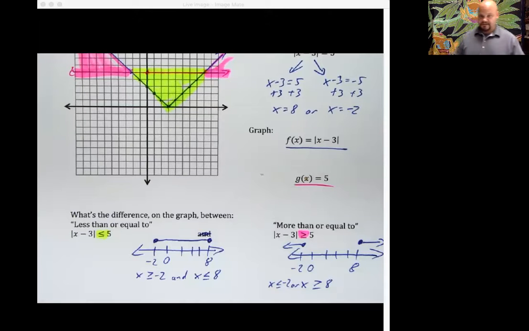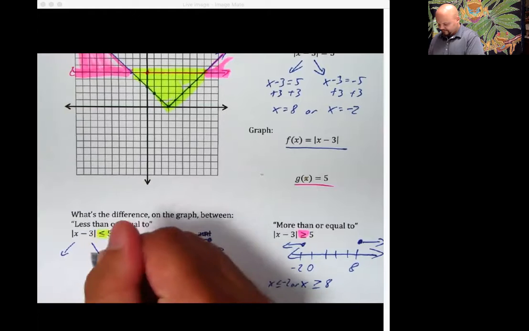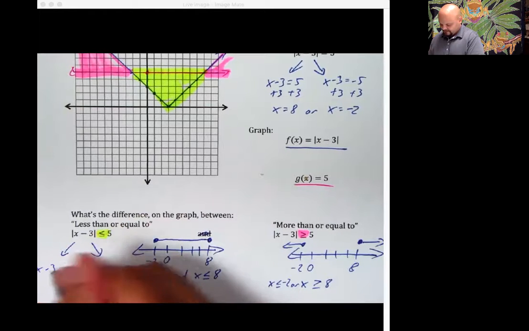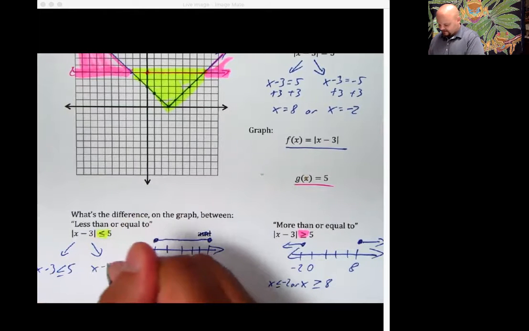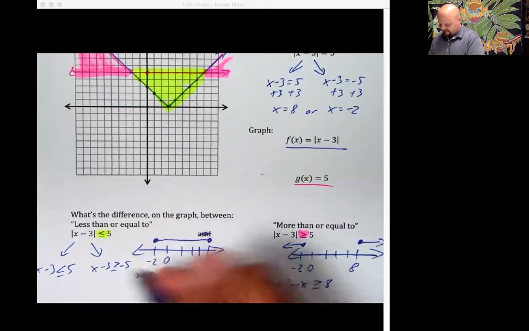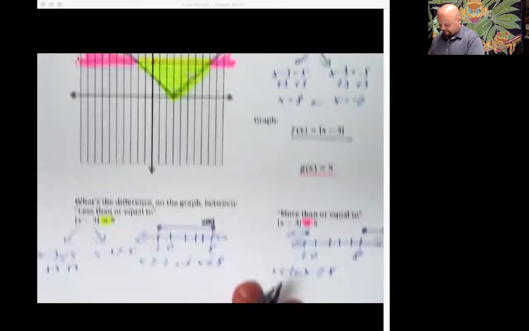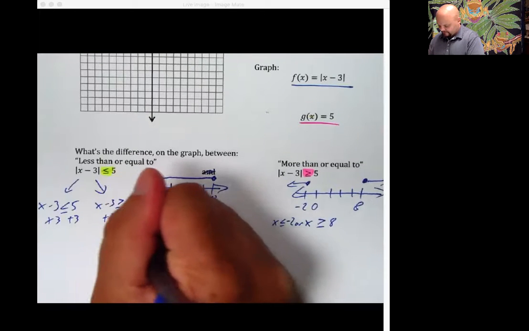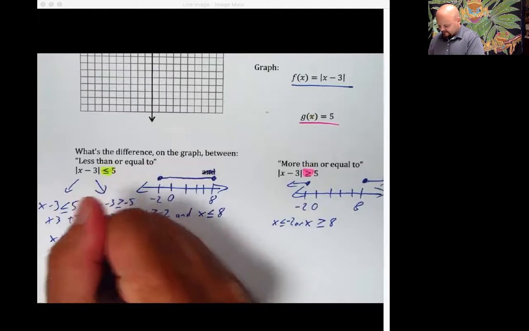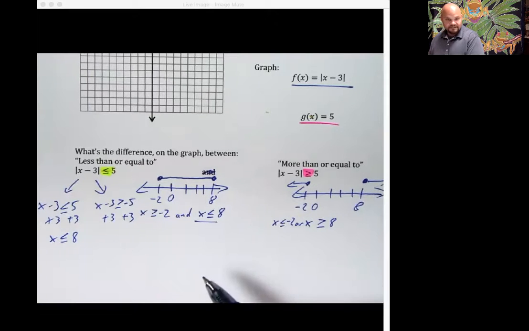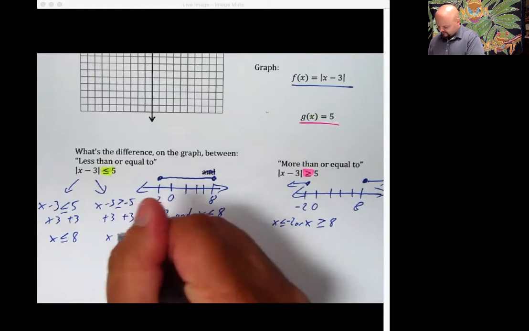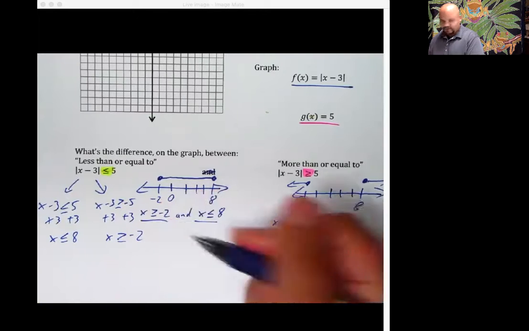Okay, I'm going to show it to you again, but just in case this isn't your thing, even though it's super quick and I didn't have to do a lot of math, I just had to visually interpret the picture that I saw, you could always split this up and solve it out. X minus 3 is less than or equal to 5. X minus 3 is greater than or equal to negative 5. Plus 3, plus 3. Plus 3, plus 3. X is less than or equal to 8, just like I said. And X is greater than or equal to negative 2, also like I said.